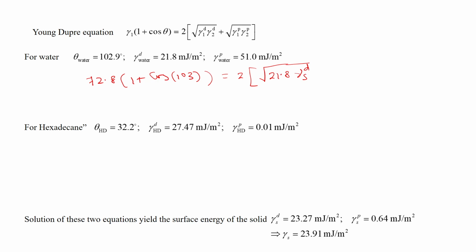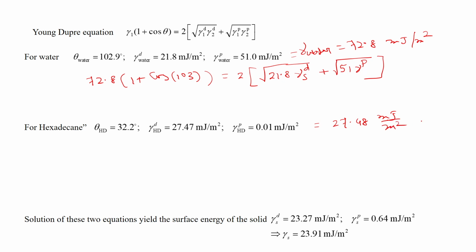So, this is basically the dispersive or Lifshitz-van der Waals component, same thing, and here gamma L polar is 51, into again gamma S polar, that is unknown, that we need to find out. So, there are two unknowns here, and over here I have, let us say, hexadecane. Hexadecane has a total surface energy of about 27.48 millijoule per meter square, while water is 72.8 millijoule per meter square.